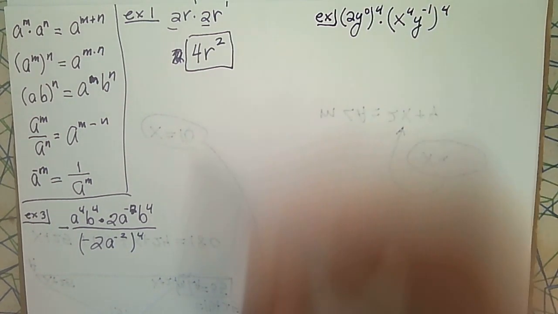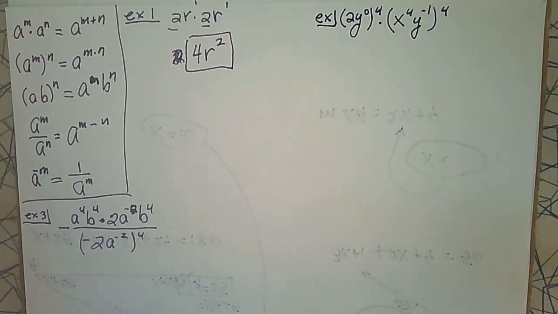Remember, in your answers, you have no negative exponents or zero exponents. If they do, you need to change it. Okay? So that was an easy problem. Now let's do a medium problem.